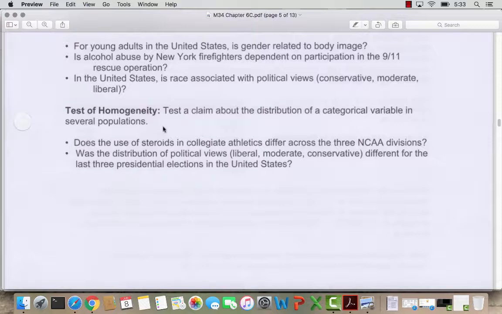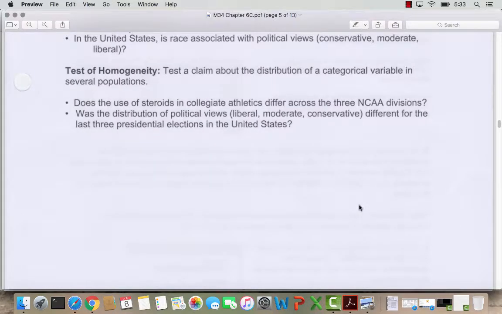So in the vocabulary for the test of homogeneity, we gave the example of the 3 different NCAA divisions, right? Those would be 3 different populations, and we would check to see if steroid use is different or the same across the 3 divisions.